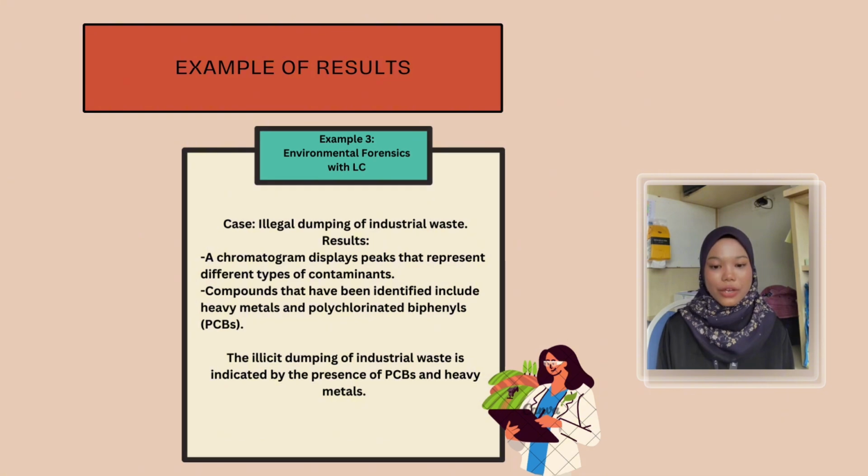The last example that we have is environmental forensics with LC. The case is illegal dumping of industrial waste. The result is a chromatogram displaying peaks that represent different types of contaminants. Compounds that have been identified include heavy metals and polychlorinated biphenyls (PCBs). The illicit dumping of industrial waste is indicated by the presence of PCBs and heavy metals.